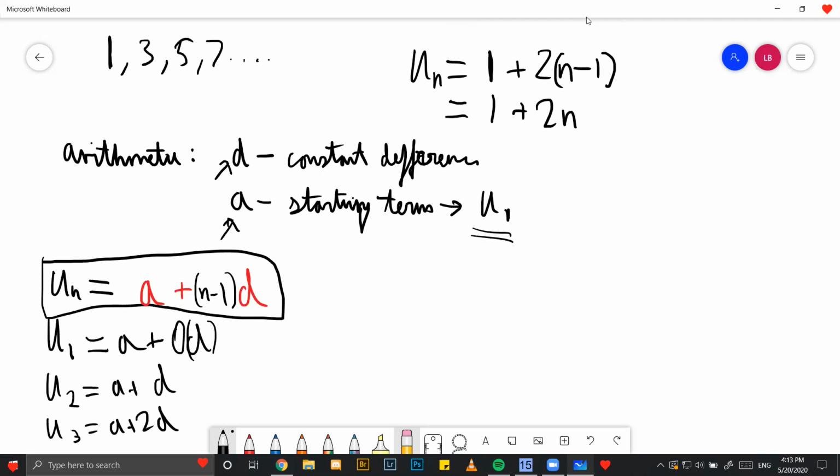I'll multiply 2 by both of the terms in the binomial. That's 2 times n, minus 2 times 1, which is minus 2, and that's equal to 2n minus 1. That's what the sequence is, and this is the sequence of all odd numbers. So that's an arithmetic sequence.